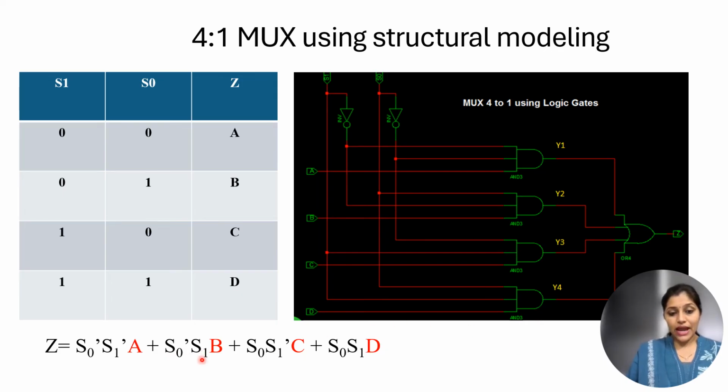Then for performing the addition operation, we must have an OR gate. So this is our OR gate, a 4 input OR gate: 1, 2, 3 and 4. And to get S0 bar and S1 bar, we must have 2 inverters. So a total of 7 components are used: 4 AND gates, 1 OR gate and 2 inverters.